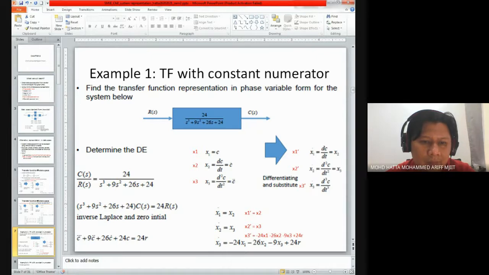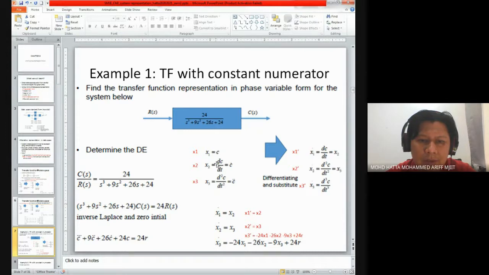So what we see over here, the S operator, the Laplace operator S, has disappeared, and what we have is c triple dot plus 9 c double dot plus 26 c dot plus 24 c equals 34r. So the Laplace operator here has disappeared, or we inverse this equation to be in the time domain. All right, later on we define each of these terms in order to set up or construct our state space model. The first thing that we need to consider is to take our first state. Our first state x1 equals c.